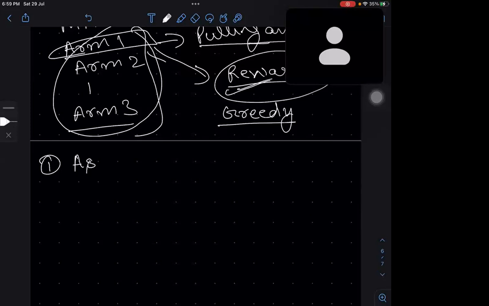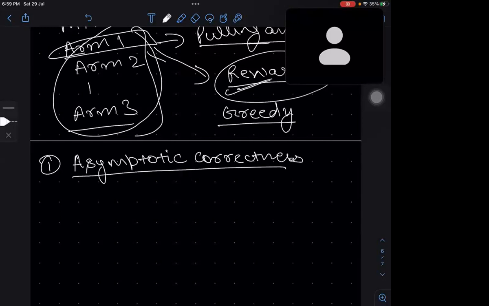So now coming to the properties, what is asymptotic correctness? Eventually, as time approaches infinity, we will figure out.